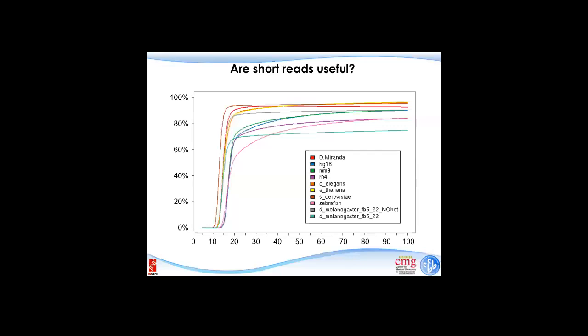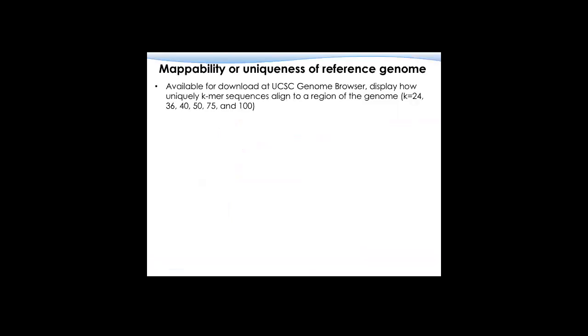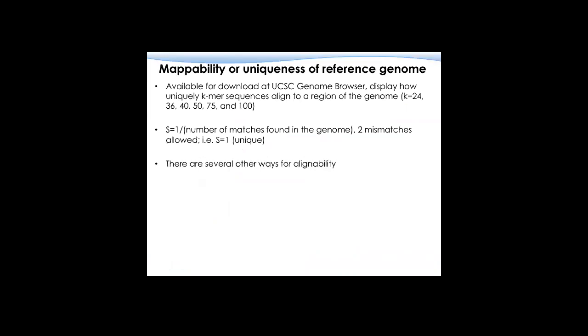Further increasing the length improves mappability a little bit, but it's not dramatic, at least up to 100 bases. But this is something that you need to keep in mind. And actually, it would be nice to know which part of the genome can be mapped uniquely, right? The mappability or uniqueness of the reference genome can be downloaded from the UCSC genome browser. Remember, I talked about the UCSC genome browser in the very first lecture.